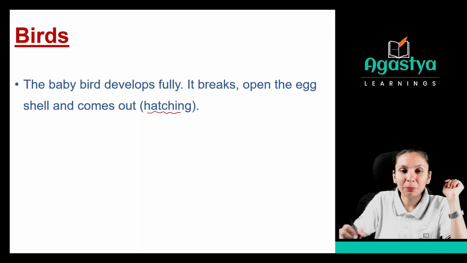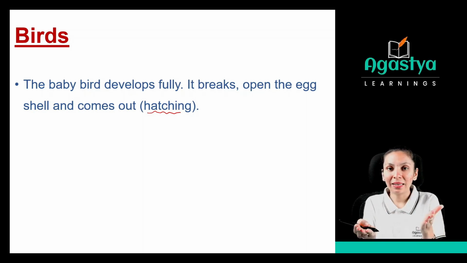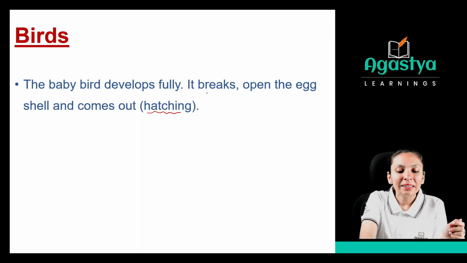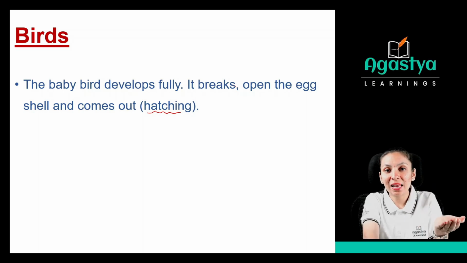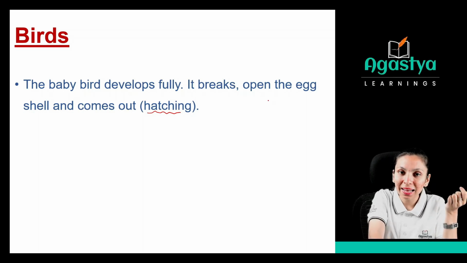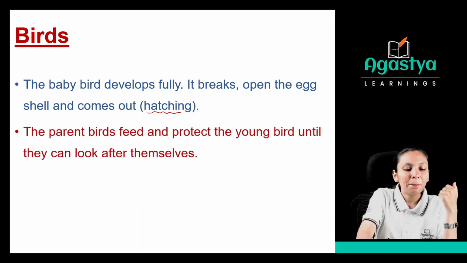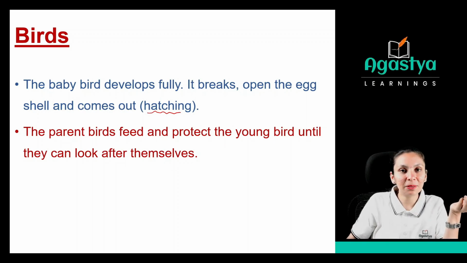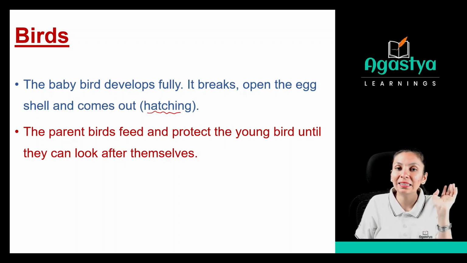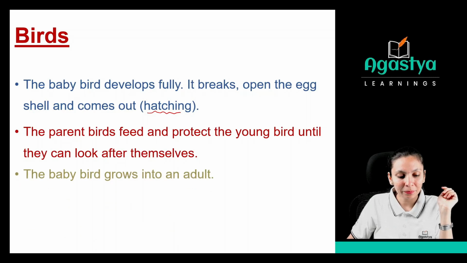Clear these things? The baby bird will develop fully inside the egg, and then it will break the eggshell layer, right? And it will open the eggshell and come out. That is the process of hatching. The parent birds feed and protect the young bird until they can look after themselves. That is the same thing which is there in the giving birth category.